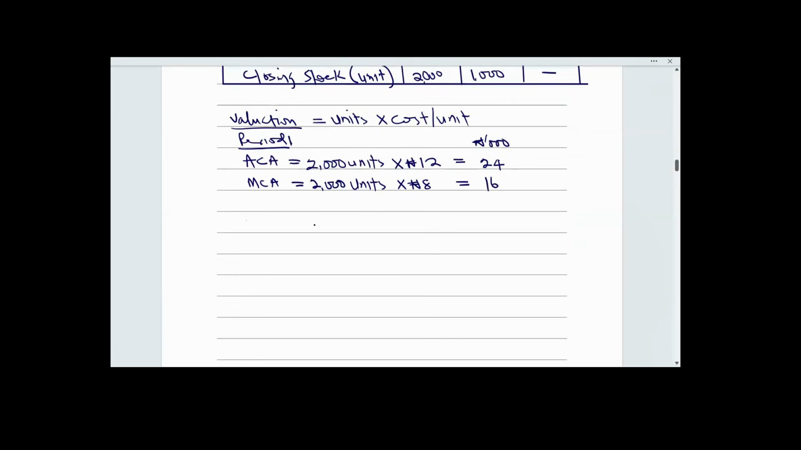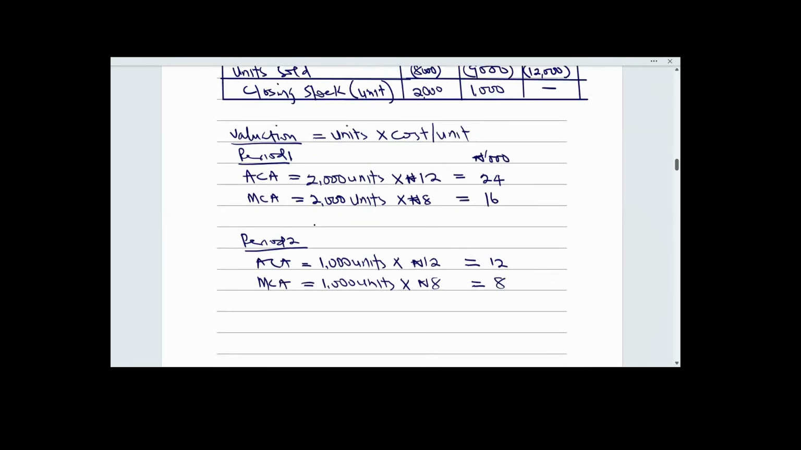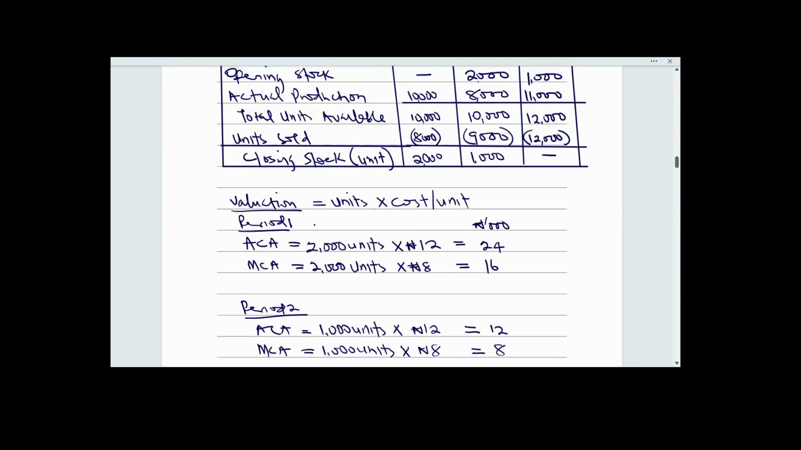We then move to period 2. The same thing, ACA, MCA. In period 2, closing stock is 1,000 units, multiplied by 12 naira. That's 12,000. 1,000 units multiplied by 8 naira is equal to 8,000. Then period 3. In period 3, we don't have closing stock. Therefore, you ignore.